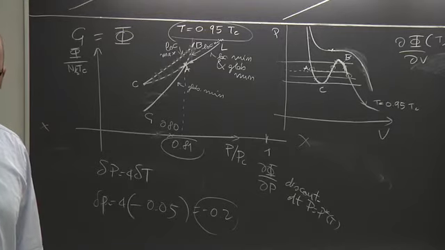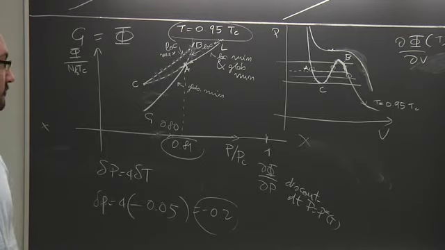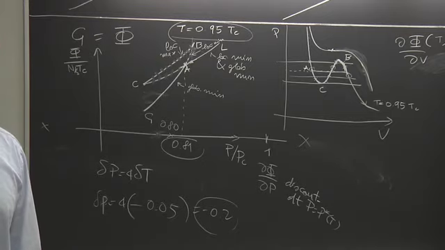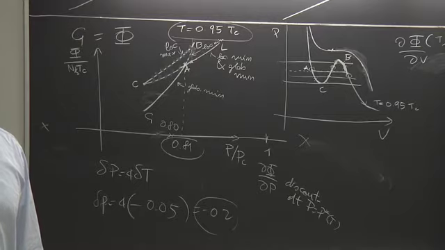Here, when we plot the Gibbs free energy versus P over PC, between, okay, the curve which goes from C to B. Here we didn't see, I mean, we put it as if the free energy is like a single point.